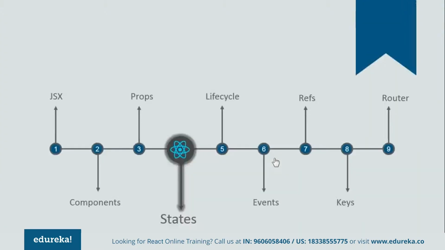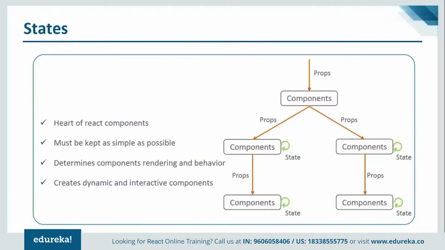Let's now move to our next topic, that is states. So what is a state and how can state be assigned? Here in React, the states are the heart, or we can say the core, of React components. Though most of the components simply take in props and render them, they can also provide states. These states are used to store information or data about the components, which can change over time because of user or system events. You can say that they determine the component's rendering and behavior, and therefore the state must be kept as simple as possible. Using the states leads to dynamic and interactive components which adjust themselves according to the changes.